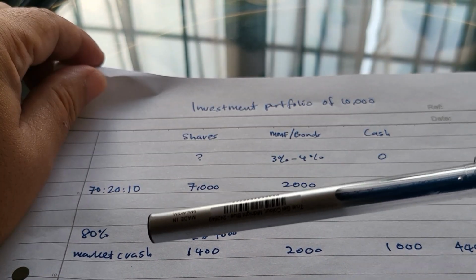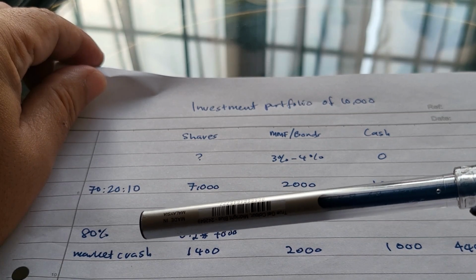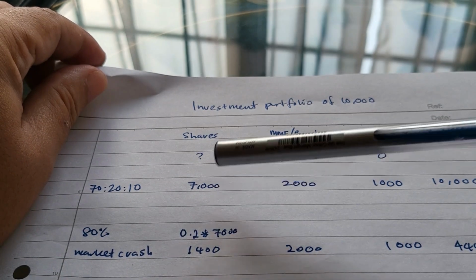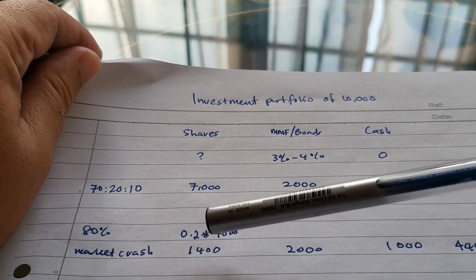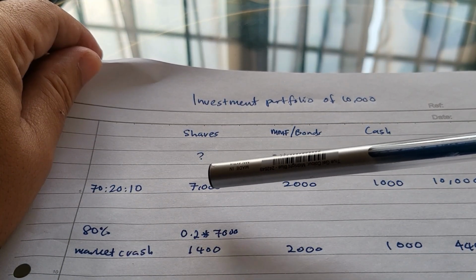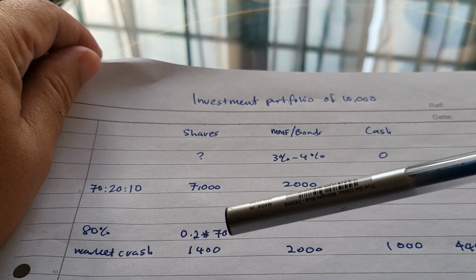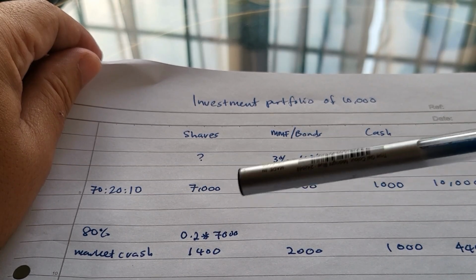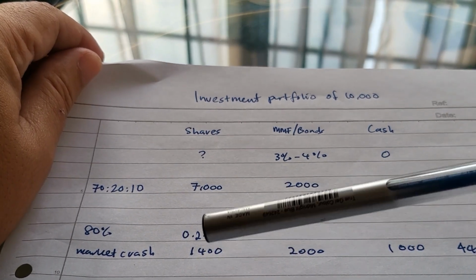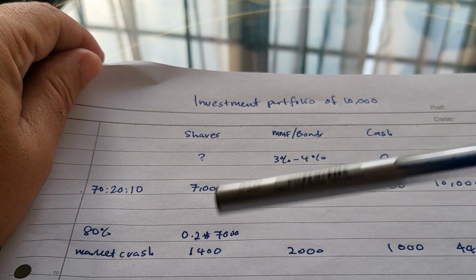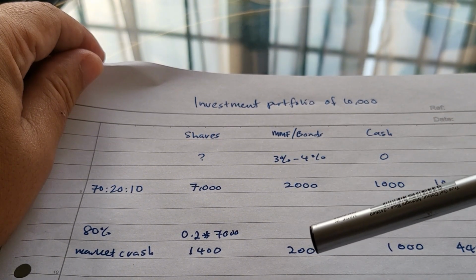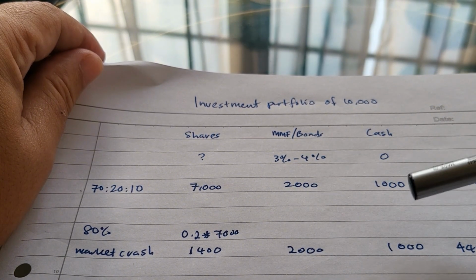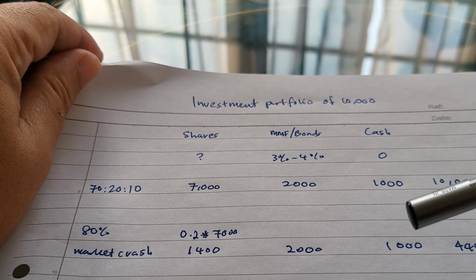So if there is a market crash of about 80%, then the share portion of your portfolio would go down. The way to calculate that is that there would only be 20% of this amount available to you now. So that's 0.2 times 7,000, so you're going to get 1,400 ringgit. Your money market fund would remain at 2,000, and your cash will remain at 1,000.